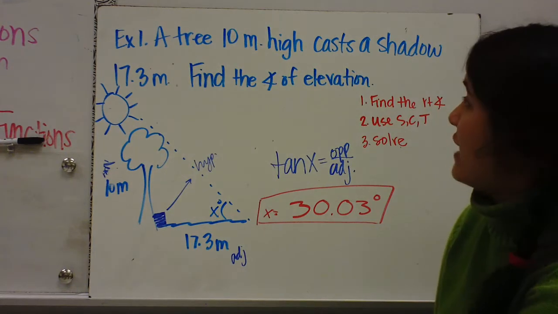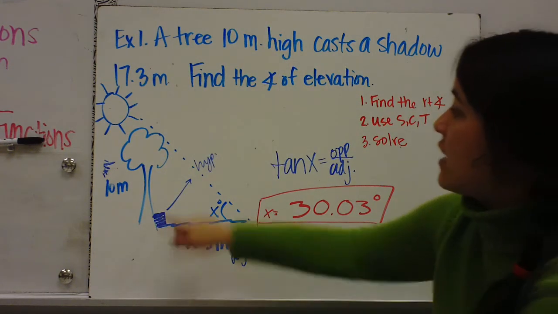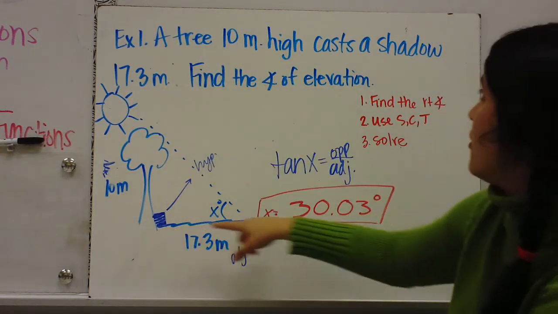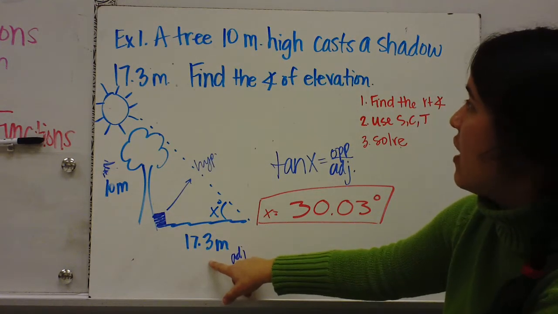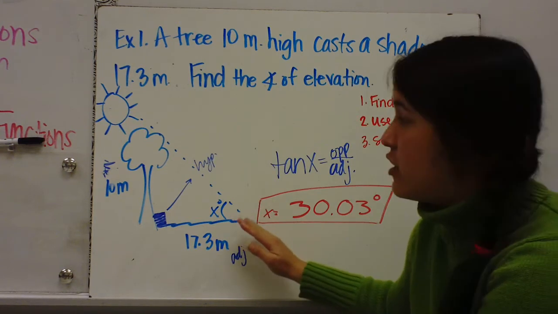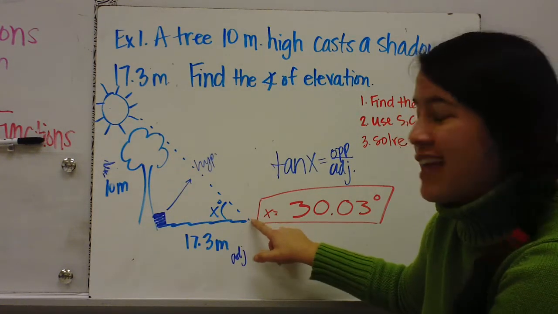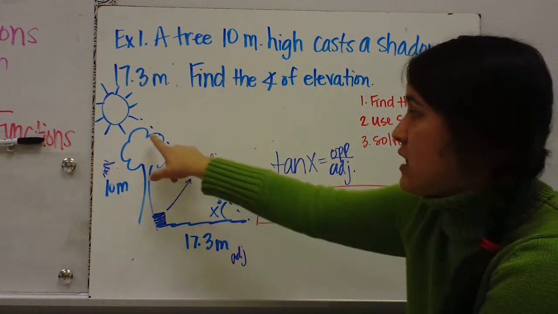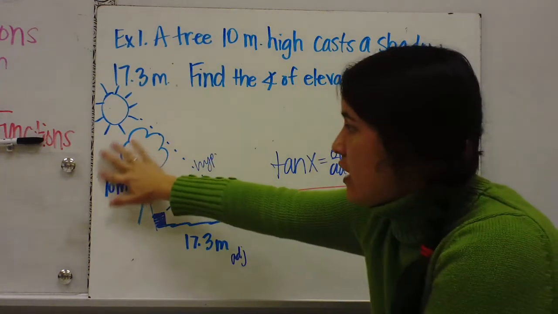Example 1. A tree is 10 meters high and it casts a shadow that's 17.3 meters. Find the angle of elevation. Here somebody's looking up and they want to know the angle of elevation, from the end of the shadow to the tip of the tree.